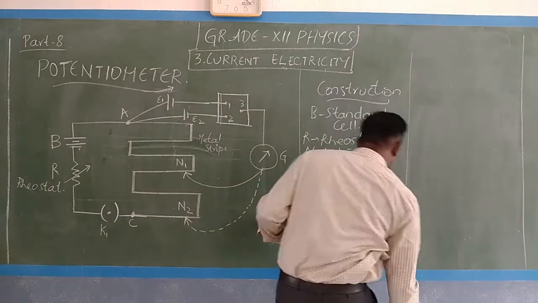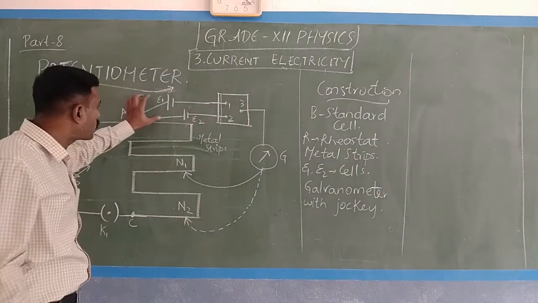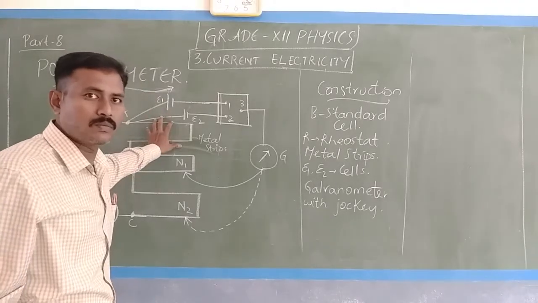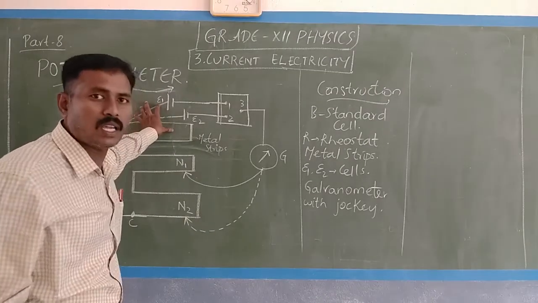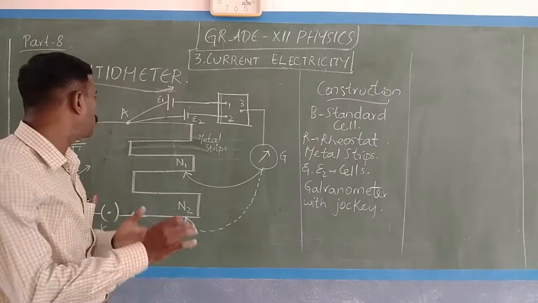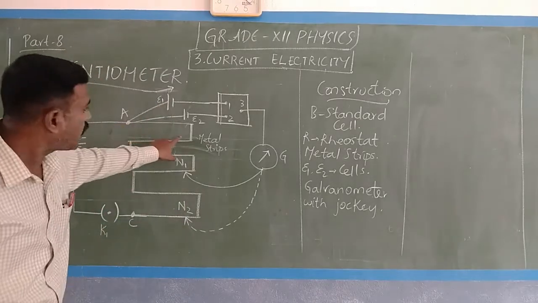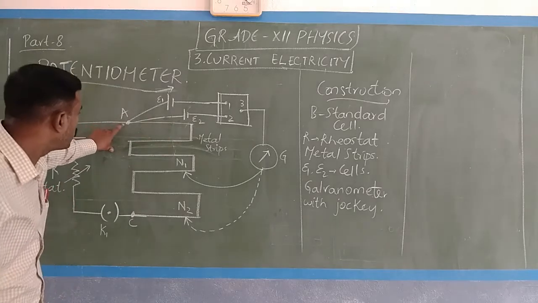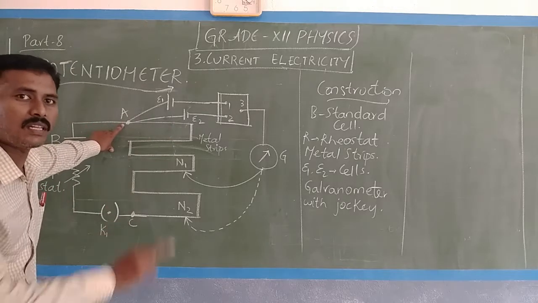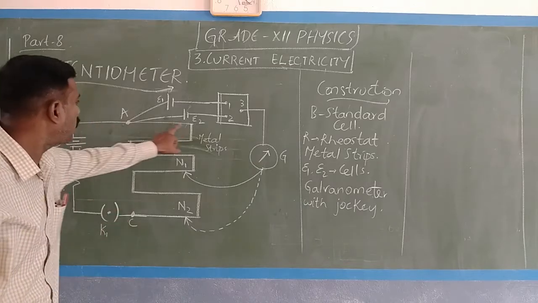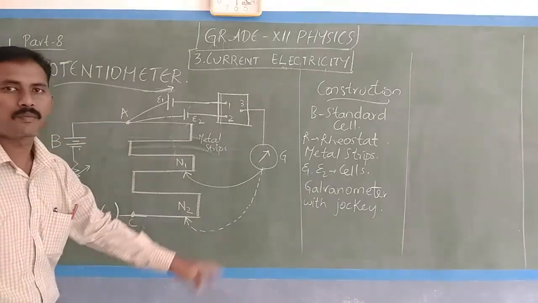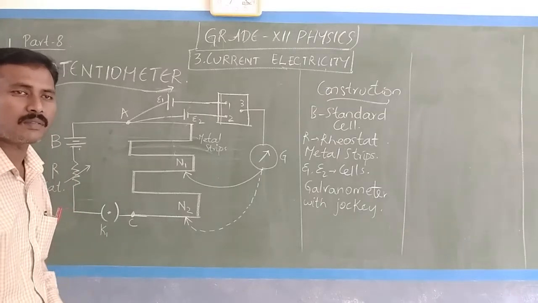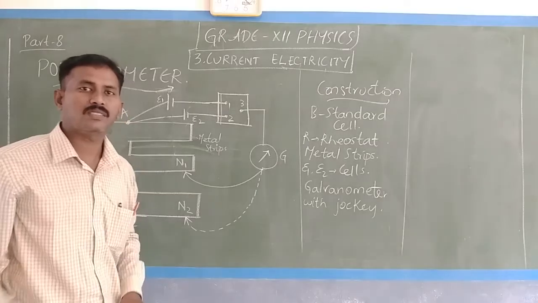So what is the aim here? I want to compare the potential of these cells E1 and E2. Okay, so the potentials E1 and E2 I want to compare. You take the circuit. I have specified it with this color. This is a wire. Listen carefully. Between the point A and C I have a wire of uniform dimension, that is, of same length and same cross-section area.